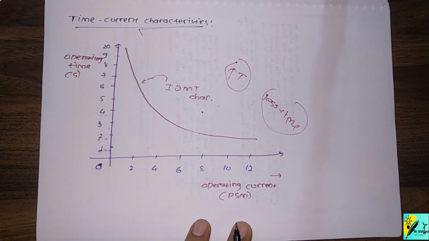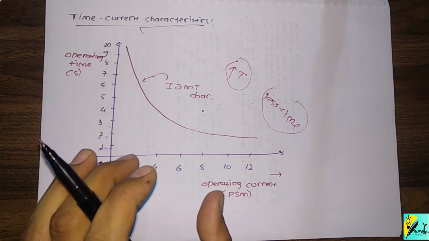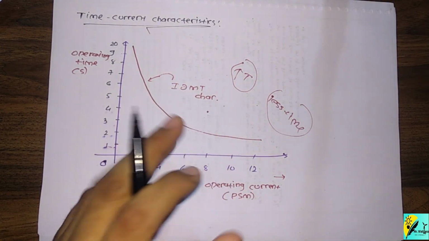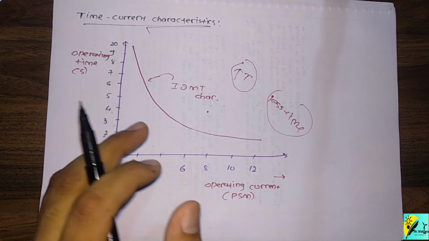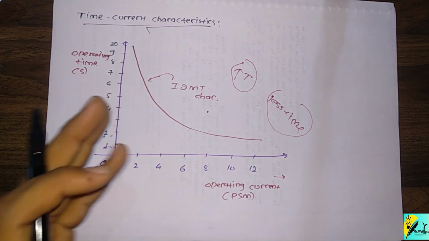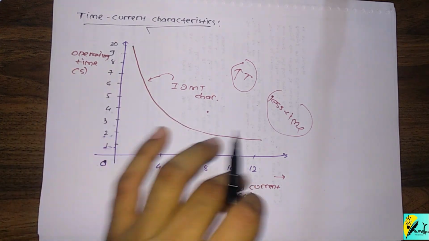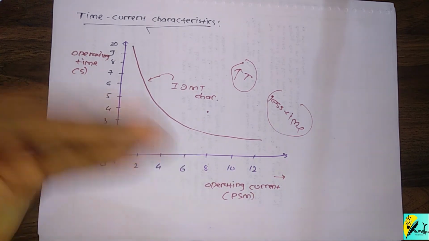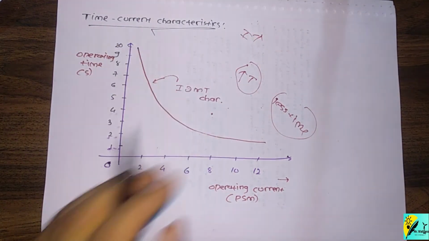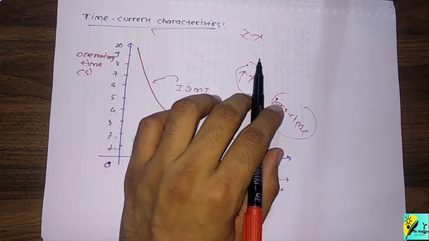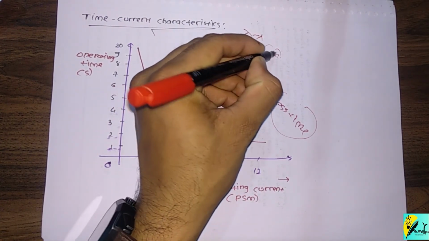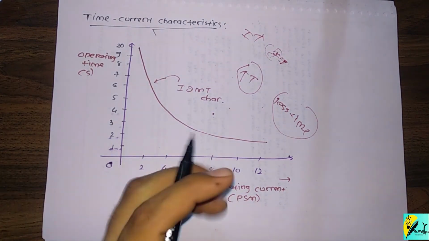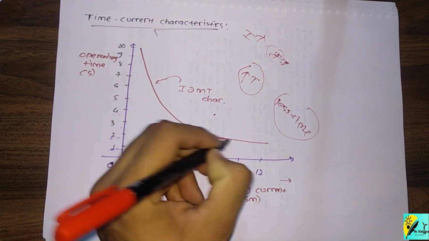So this particular characteristic will be the inverse characteristic as shown in the figure, which is the inverse definite minimum time characteristic actually. So such characteristics are called inverse definite minimum time characteristics. This is because the characteristic shows an inverse relation between the time and current for small values of current. But as the current increases, some definite time is required by the relay. So the characteristics become a straight line for higher values.